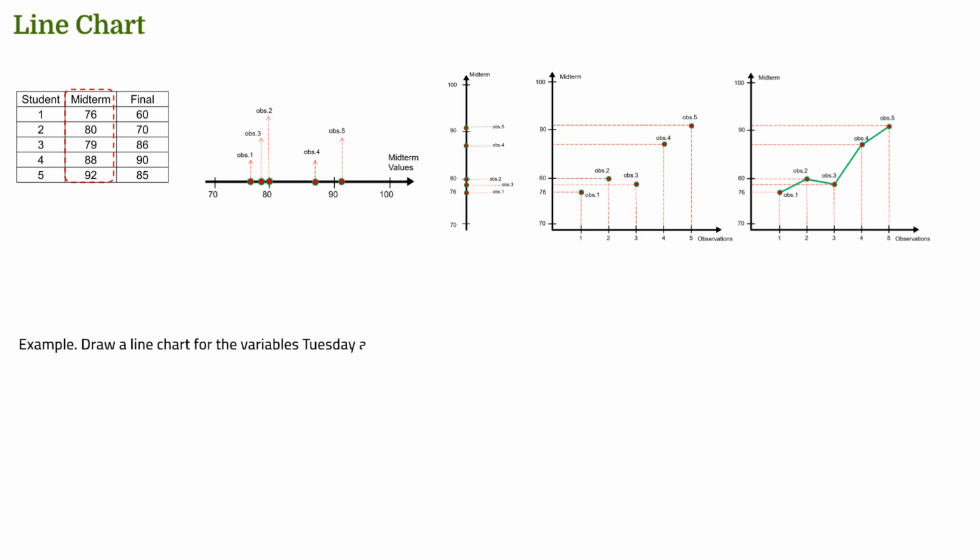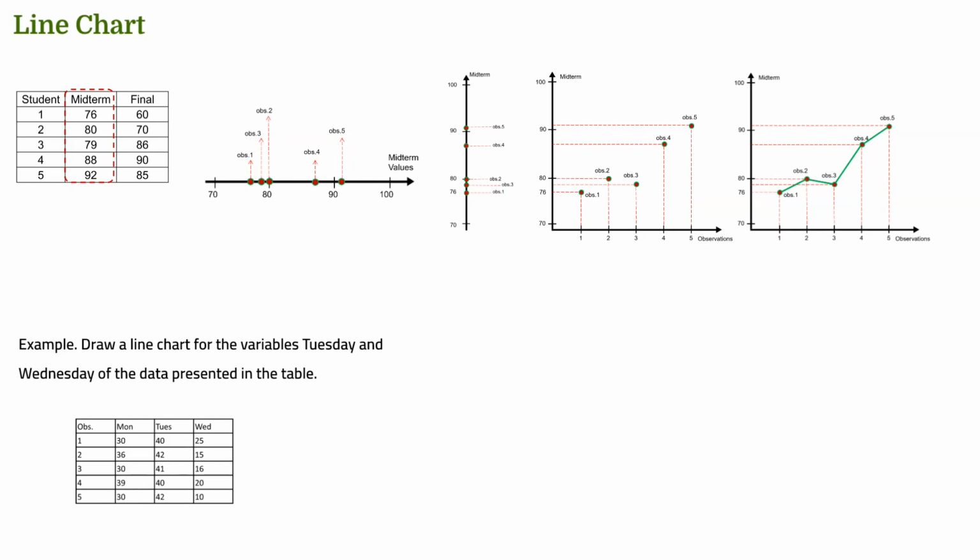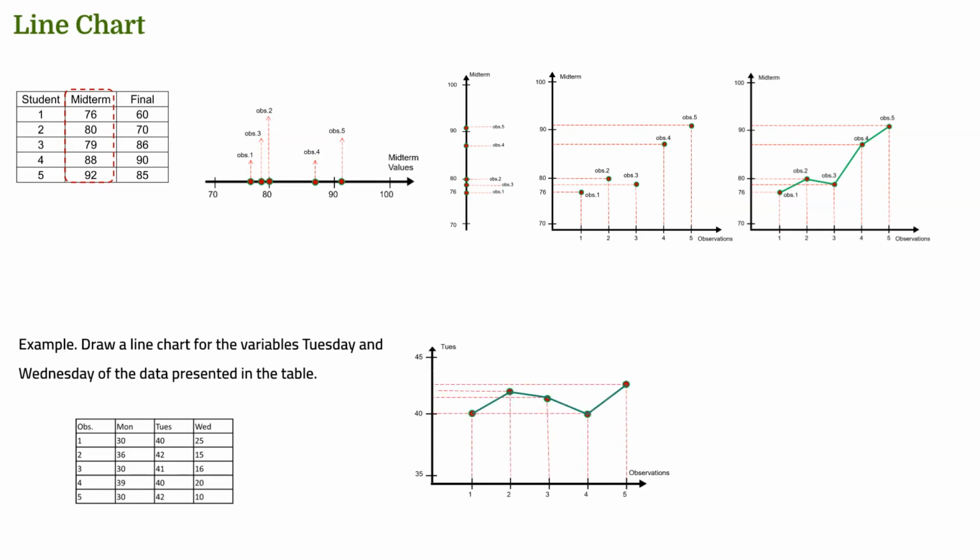Here's an example. Draw a line chart for the variables Tuesday and Wednesday of the data presented in the table. Here's the table, 5 observations, 3 variables. For the variable Tuesday, values are 40, then it goes up to 42, goes down to 41, 42, and then goes up to 42 again. For the variable Wednesday, it is 25, it goes to 15, then goes up to 16, up again to 20, and then goes down to 10. And the line shows how the variables are changing.